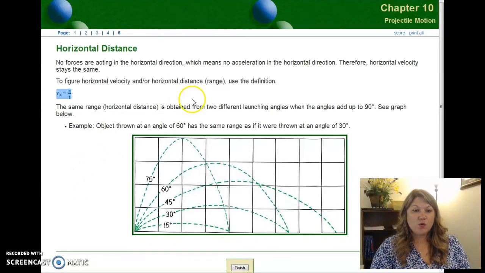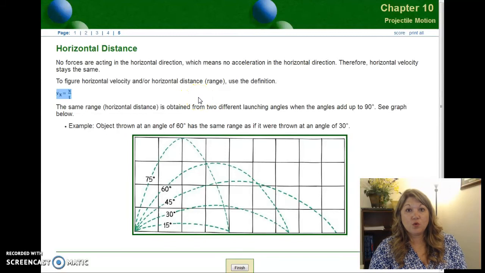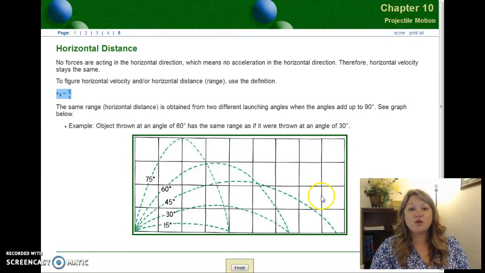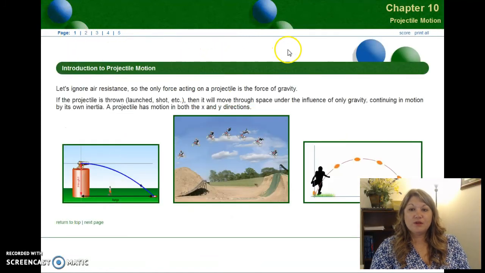So make sure that you keep the vertical and the horizontal completely separated. I don't want to see anybody telling me that we've got gravity acting in the horizontal. Big no-no there. No forces, no acceleration in the horizontal. This is all stuff that you've learned previously. Now we're just putting it together.